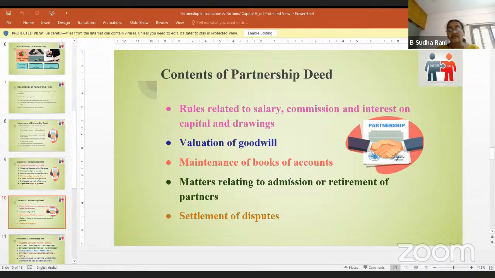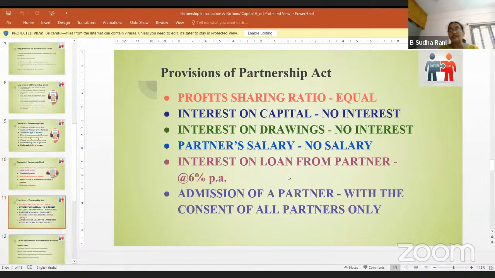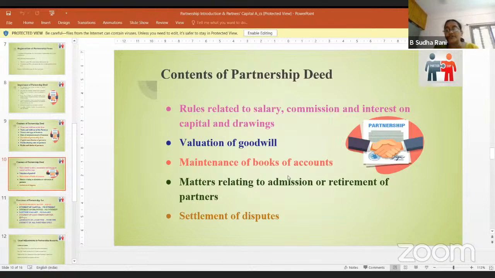Apart from these, many others, that is how the goodwill is to be valued, how the books of accounts are to be kept and maintained, what are the terms and conditions for admission or retirement of a partner, how the books are to be settled at the time of disputes. All these are to be discussed in the partnership deed. That is, whatever agreements they make regarding the various important aspects of business, they take the agreement in writing format and it is signed by the partners. That's why it is called a partnership deed.